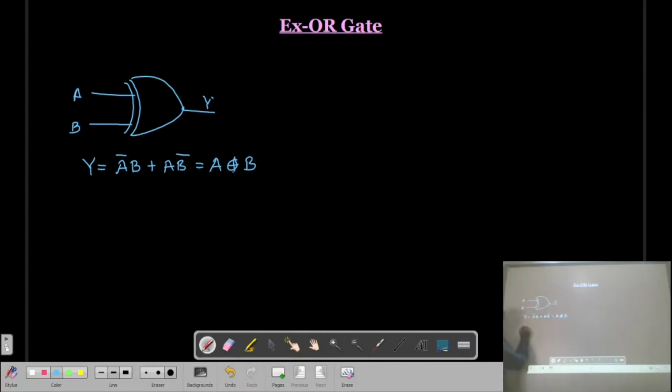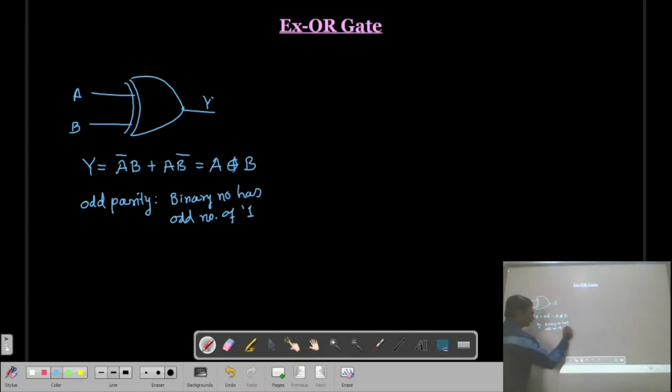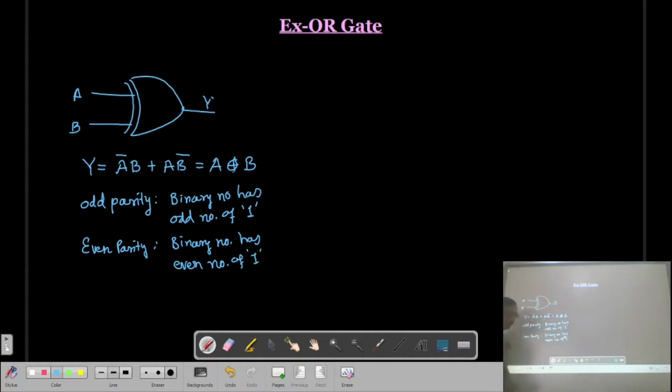Again I will repeat this, that the odd parity means that the binary number has an odd number of high levels, and even parity means the binary number has an even number of high levels.